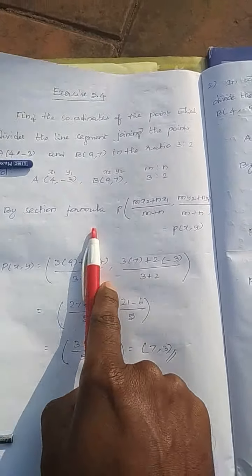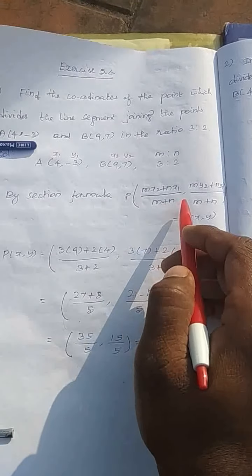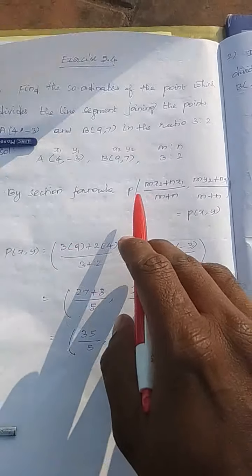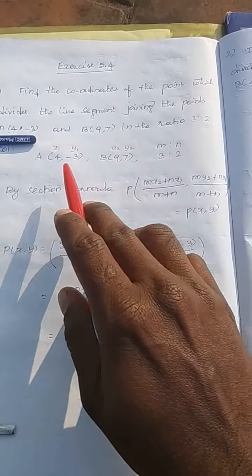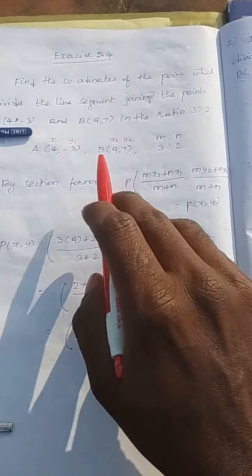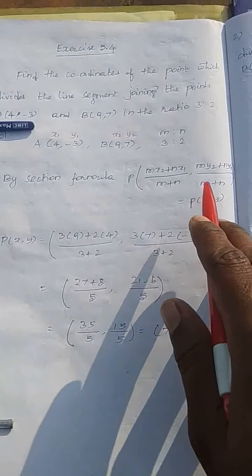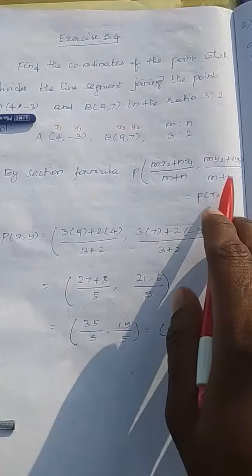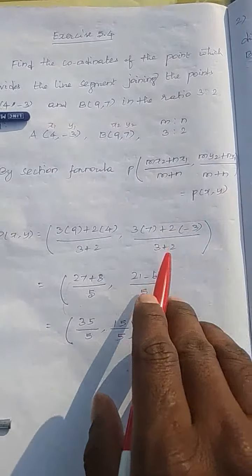By the section formula, which is (m x2 plus n x1) divided by (m plus n), and (m y2 plus n y1) divided by (m plus n). Now P(x, y) equals, what is m? M means 3. What is x2? x2 equals 9. What is n? n equals 2. What is x1? x1 equals 4, divided by m plus n, which means 3 plus 2. After that, m y2: m value 3, y2 value 7, so 3 of 7, plus n value 2, y1 equal to -3, so 2 times -3, divided by m plus n, which means 3 plus 2.